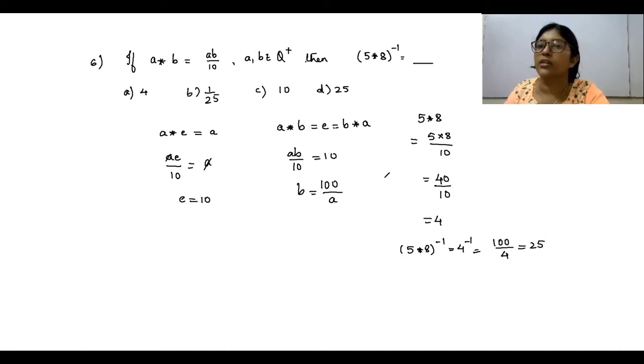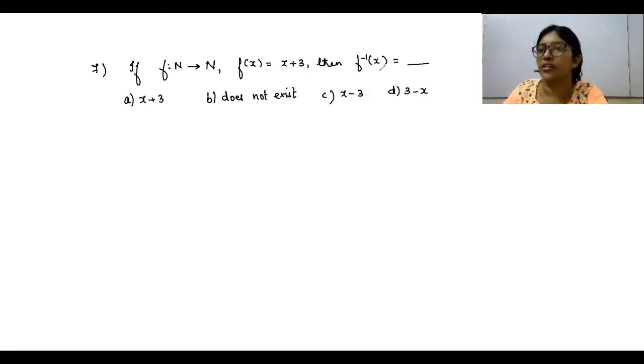So the inverse of 4 in this operation, and inverse is 100 upon the element, that's 25. It is not inverse like in real numbers. Over there, the inverse of a number or a reciprocal is simply 1 upon it, but here it is defined as 100 upon a because the operation is defined as ab by 10.